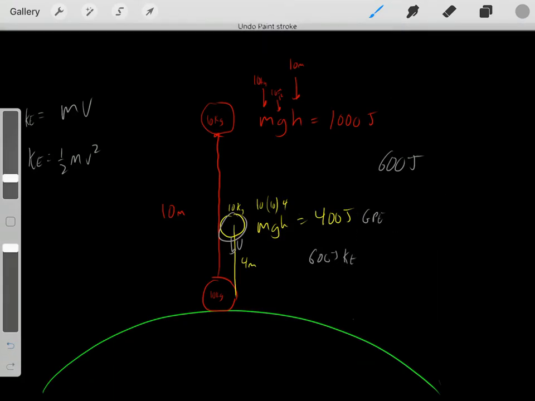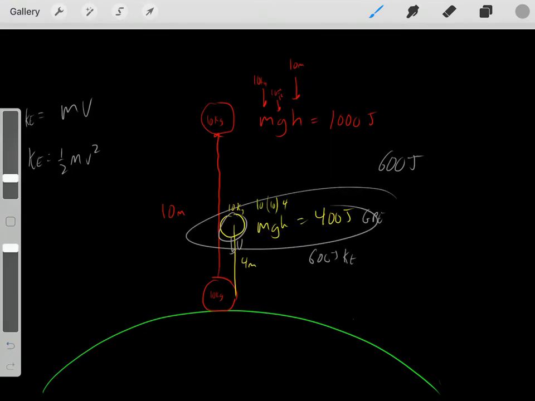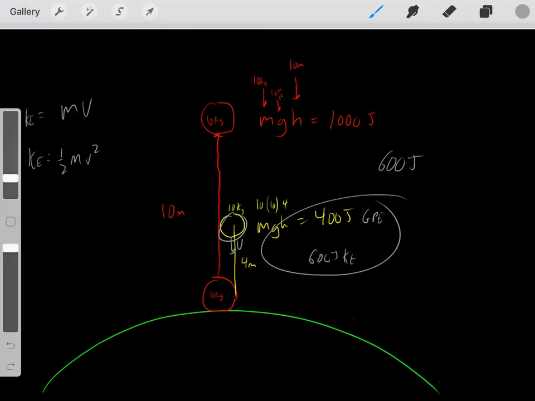And that makes sense because initially we had 1,000 joules, so it must still have 1,000 joules in total, because energy isn't created or destroyed. What happened was just 600 of those joules were converted into kinetic energy, and what was left were the remaining 400 joules of gravitational potential energy. So the initial amount of energy equals the final amount of energy.